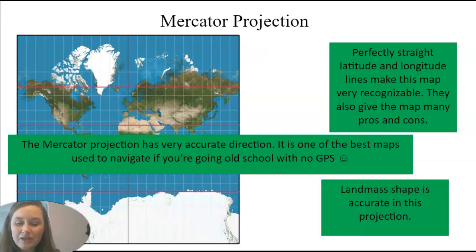Now, the Mercator map is the one they were complaining about in that video. It's great because it has perfectly straight latitude and longitude lines. It gives the map a lot of pros and cons, though. The Mercator projection has good direction. It's one of the best maps to use if you are trying to navigate somewhere. Now, we have GPS, but before GPS, we used maps like this. And landmass shape is accurate in this projection, which is really important.